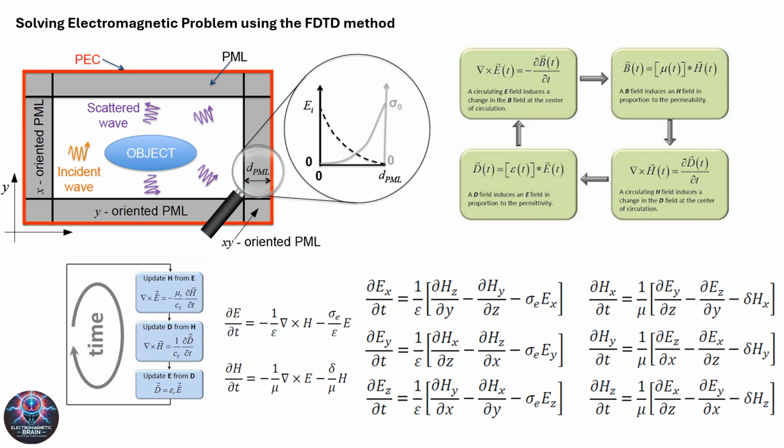An inset on the right side of the diagram provides a closer look at how the PML functions. The graph in this inset illustrates the gradual increase in conductivity within the PML, which corresponds to a decrease in the electric field as the wave penetrates deeper into the layer. This gradual absorption mechanism is crucial for preventing reflections that would otherwise interfere with the accurate simulation of wave behavior, making the PML an essential component of the FDTD method.